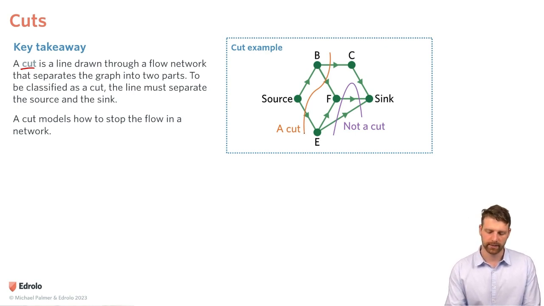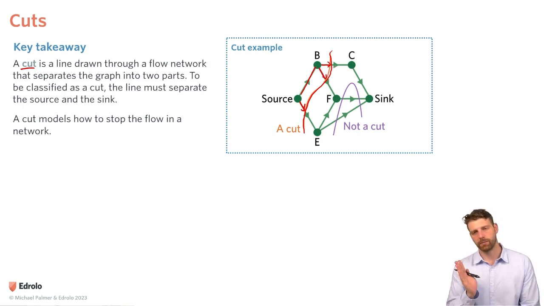So here's a cut, it separates the graph into two parts. If we try and visualize the water flowing from the source to the sink, we'll notice that that cut blocks us off. Water coming out gets stopped here before it gets to E, but it could still go around the other side. So let's see if it can get to the sink. No, it gets stopped between B and C and between B and F. So because this line completely stops all the water from the source to the sink, it's classified as a cut.